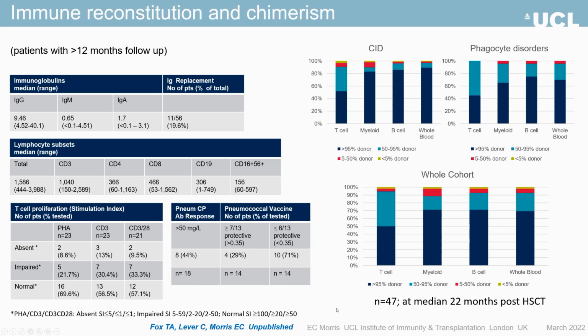Compared to the NIH protocol, it's fair to say we achieve up to 95% donor chimerism in the majority of our patients, but full donor chimerism in the T-cell compartment probably less frequently than in the NIH regimen, and that's something we should look at, but we see stable mixed chimerism in our patients.